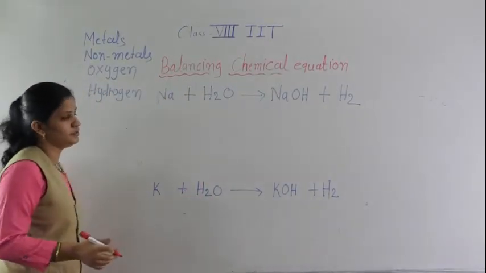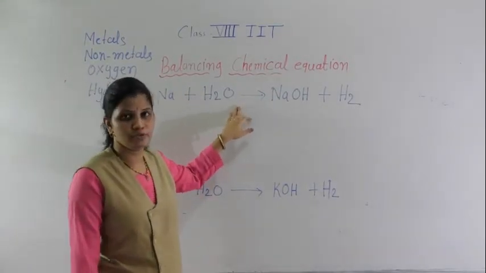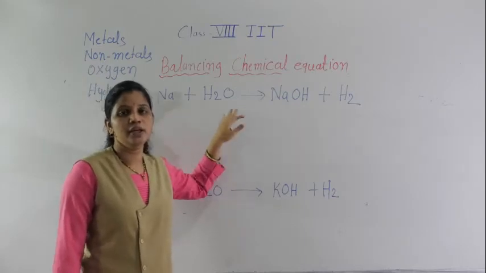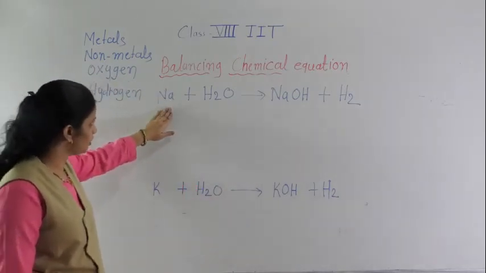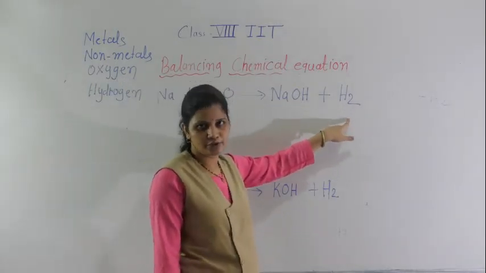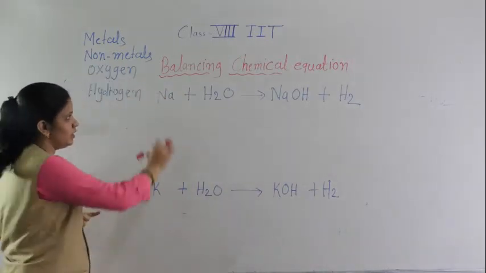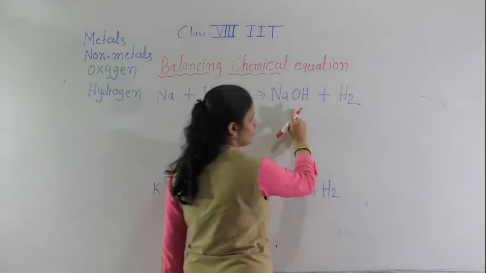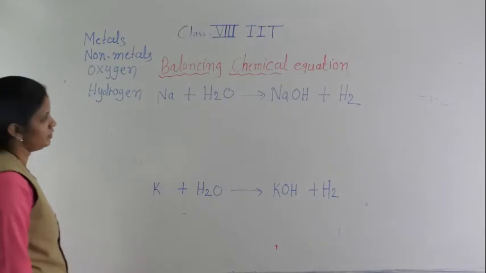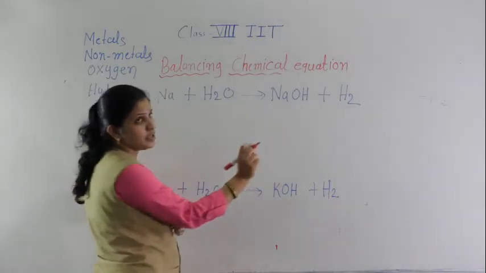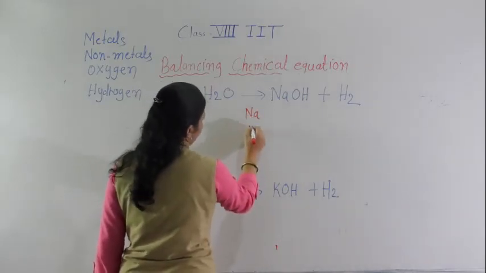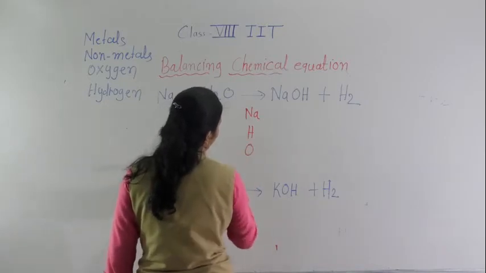Okay, see the next example, here Na plus H2O. See, this reaction we already learned when metals react with water. Just to revise that lesson. Na, sodium plus water, it gives sodium hydroxide plus hydrogen. Write the names also below. Sodium plus water gives sodium hydroxide plus H2 gas. Now this reaction, okay. First we will write which elements are present in this reaction. First Na, then hydrogen and oxygen.